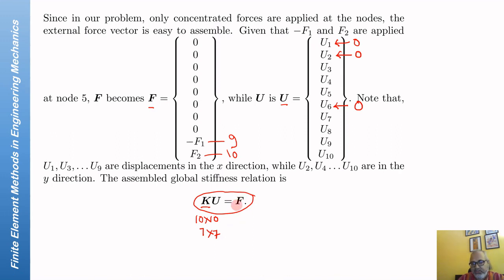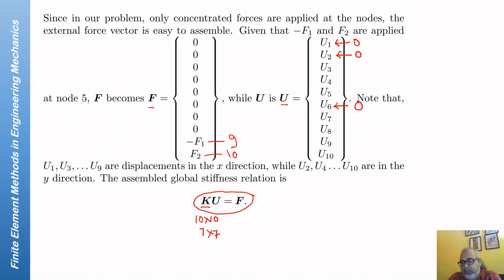We can remove those same degrees of freedom from F, and we can then solve the 7 cross 7 matrix, which is expected to be non-singular. However, computationally, reducing the size of a matrix is a little inconvenient.